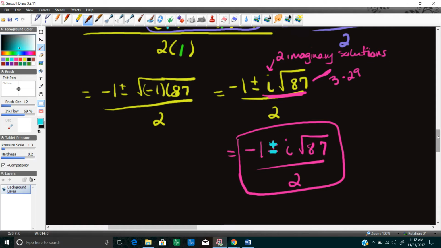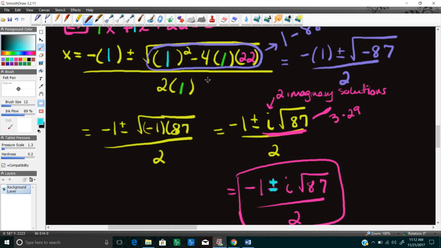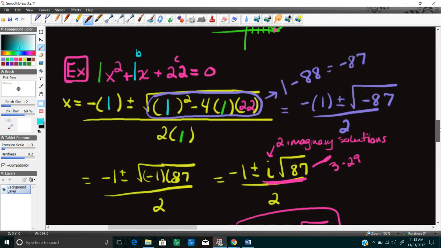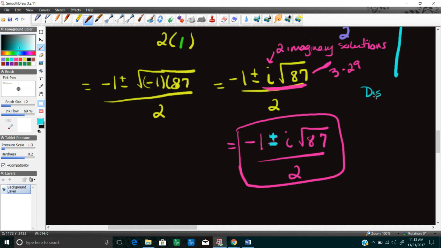So to summarize a little bit, because I know we didn't talk too much about the discriminant in this one, not by word anyway: when the discriminant is negative, this implies that we have 2 imaginary solutions. And typically your answer will be left with this plus or minus here.